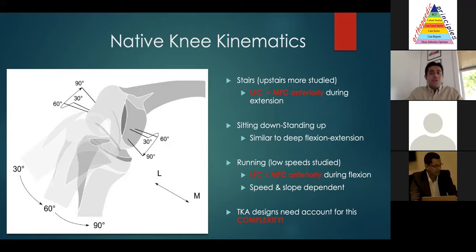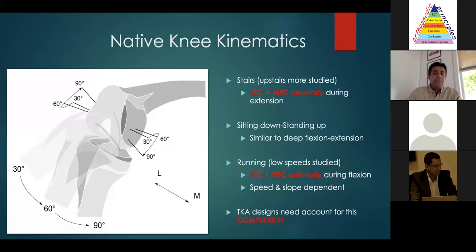So as you can imagine, I've gone over a lot of kinematic principles, and I'm not really an engineer. But now, if you had to extrapolate all this data and come up with a total knee design and account for these kinematic variations with different motions, you can begin to appreciate the complexity of designing a total knee. It's not a simple ball and socket articulation.